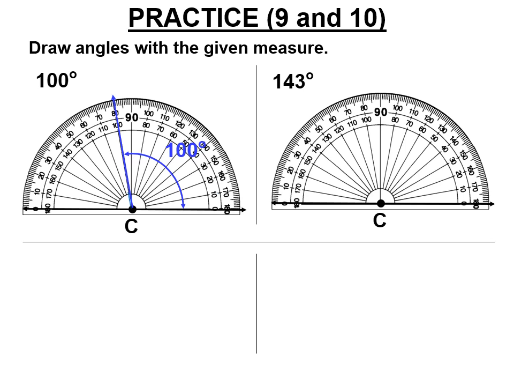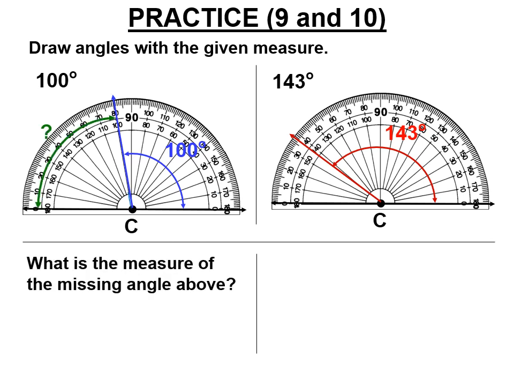So now from the same side, do 143 degrees, right? So it's past 143 marks. Show which side is 143 degrees. So now we're going to do the green one there, right? So the green one plus the blue one have to add up to 100.